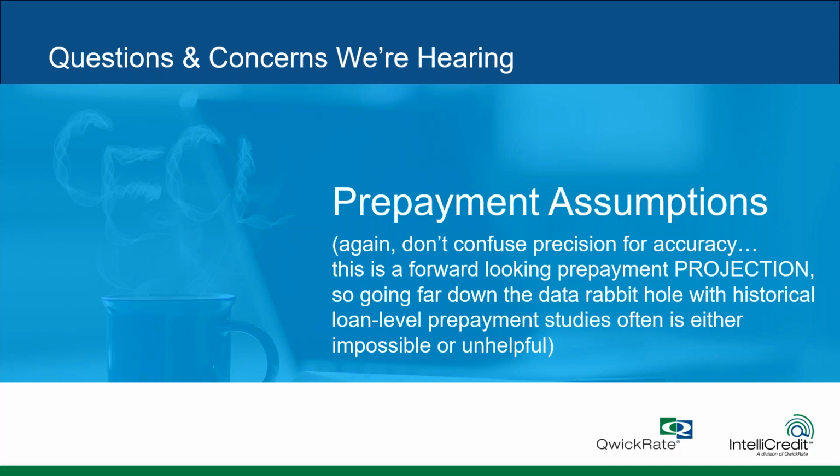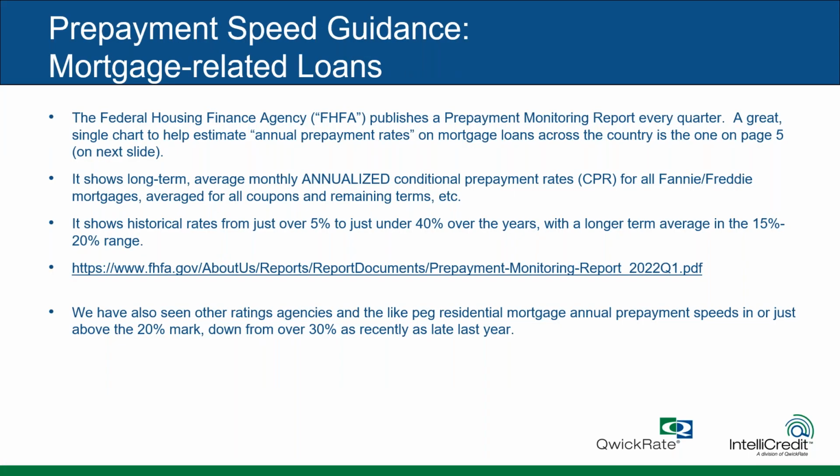So if you go to the next slide, David, the FHFA publishes what they call a prepayment monitoring report. Sounds pretty good. On a quarterly basis, it provides really good data on trends in prepayment speeds for all Fannie and Freddie mortgage loans across the country, for all different coupons and remaining terms, et cetera. And you can see how those have changed over time. And if you took long-term averages of those prepayment speeds, you would find somewhere in the range of 15 to 20% is typically what we see as a long-term average for prepayment speeds for mortgage-related loans. So that's the link there. You can utilize that document. I think it's a great one to use.